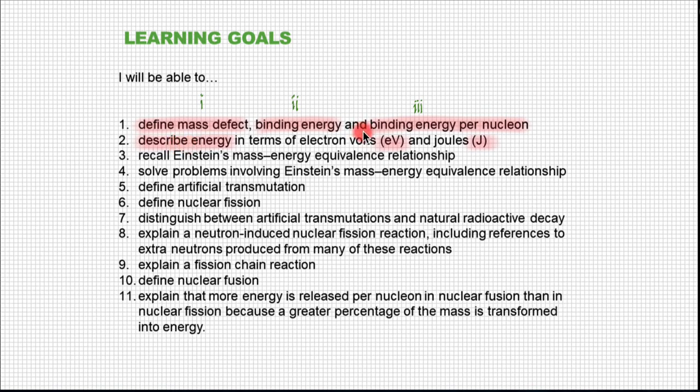Next, describe the energy in electron volts and joules. Now, in nuclear physics, we're going to use the electron volt because we're working with very small numbers. We can always convert that to joules. The mass-energy equivalence relationship simply means that mass can be converted to energy and energy can be converted to mass. Solve problems involving Einstein's mass-energy equivalence relationship, and that's as far as we'll get in this lesson.